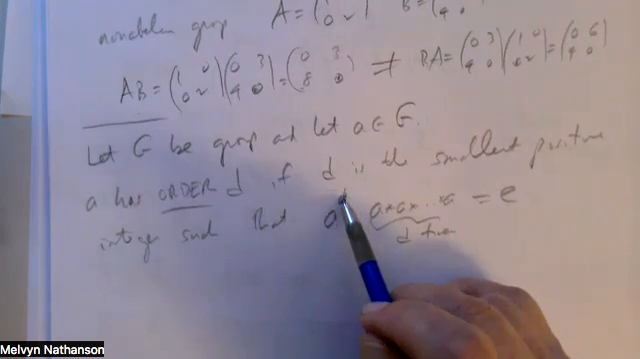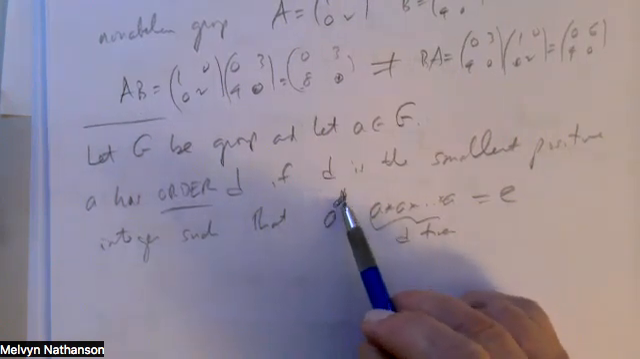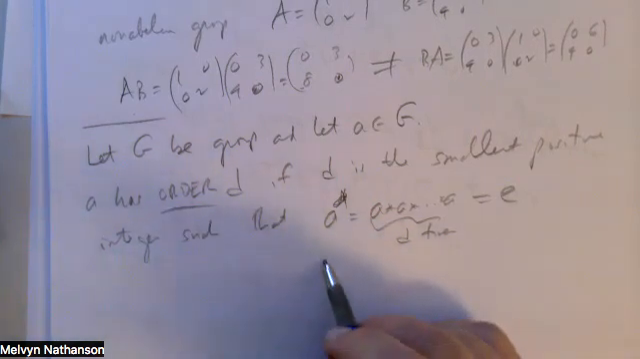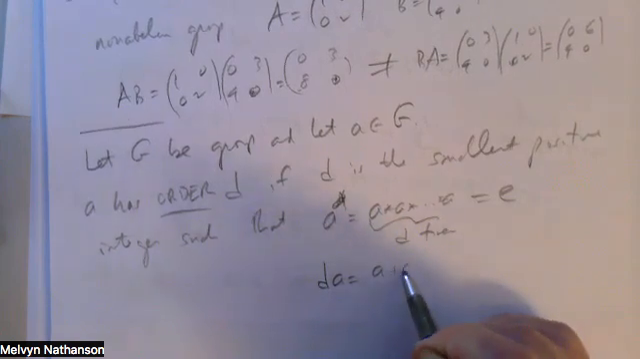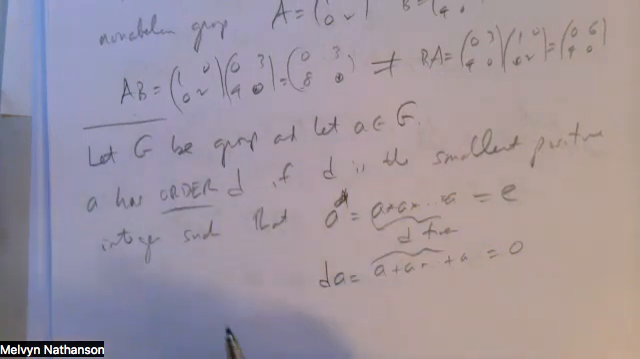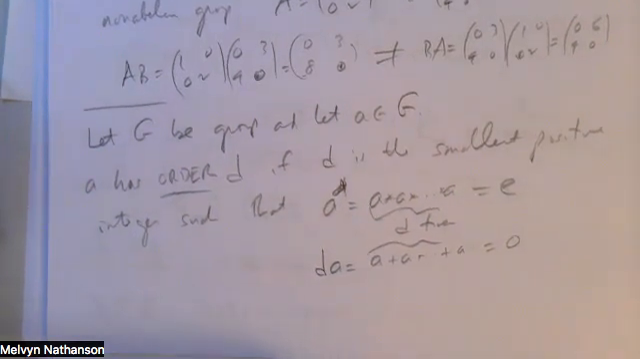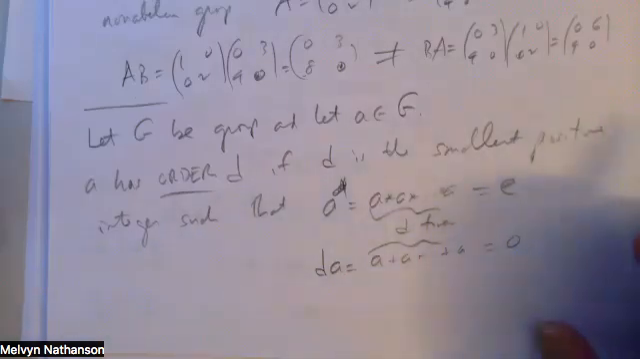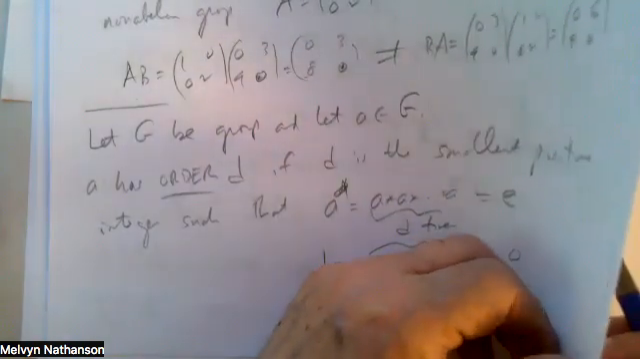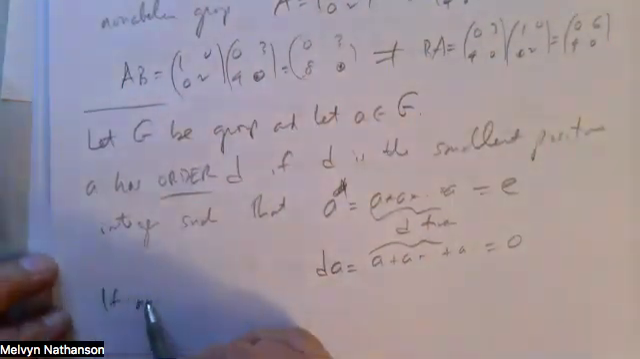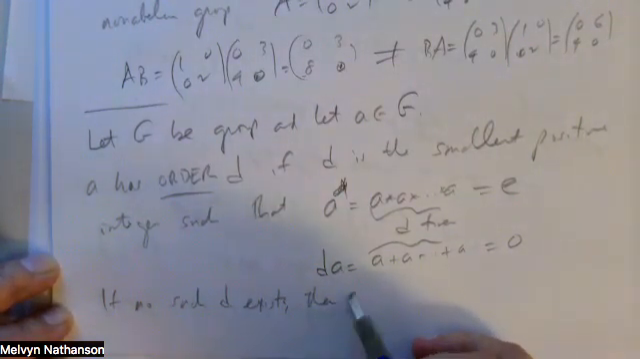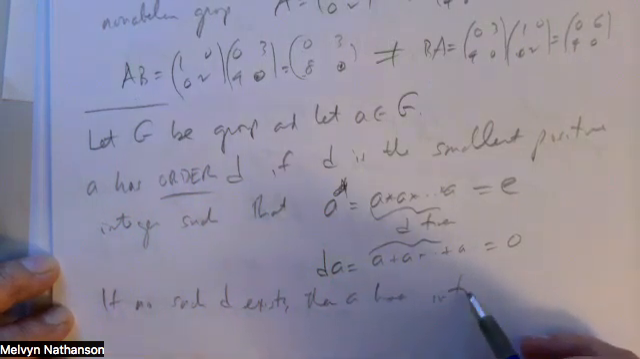And again, we write A to the D if the operation is, we think of it as, multiplication. If the operation were addition, it would be D times A, which is A plus A plus A, D times, equals 0. If no such D exists, then we say that A has infinite order.